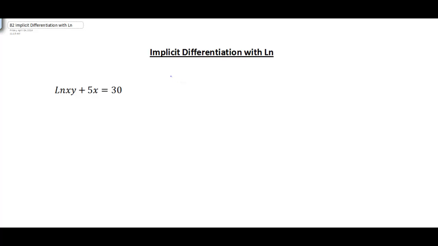This video is going to look at using implicit differentiation involving the natural log. If you remember, we talked about implicit differentiation before, and that's where our equation is not solved for y, it's mixed in with x and y. And remember, when we take the derivative, we have to use the chain rule when we take the derivative of y, because here we're taking the derivative with respect to x.